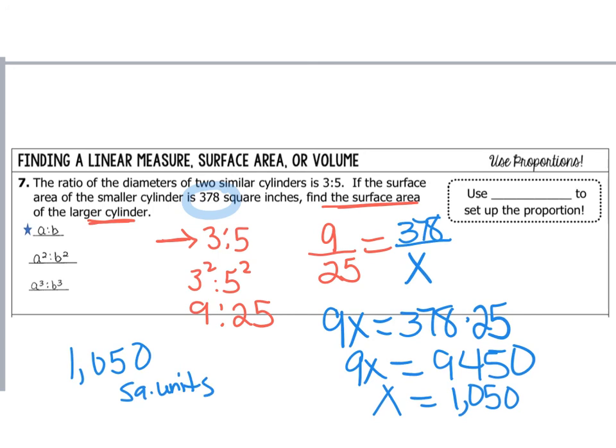So we took all of this proportion stuff to be able to actually find the surface area of a cylinder without using our formula sheet.